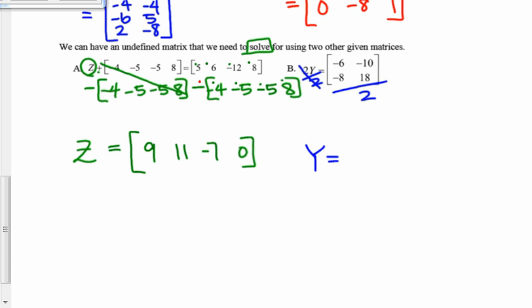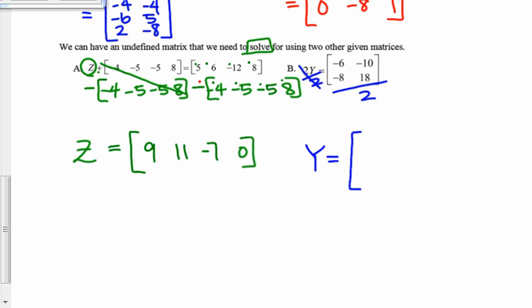Now, when I take a matrix and I divide it by a number, some constant number, 2 or 3 or 4, I'm taking every term in the matrix and dividing it by 2. I'm doing every term, and I'm doing that division to every term. So my resulting matrix is going to be the exact same size as my original one. So it's going to be a 2 by 2. And I'm taking each term and dividing it by 2.